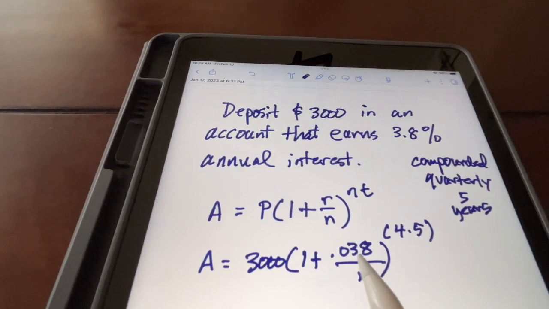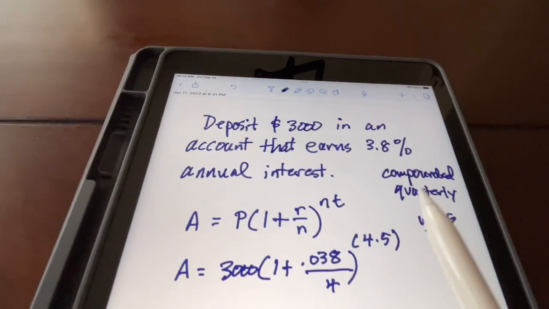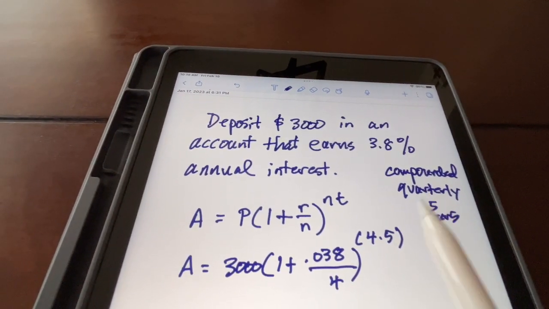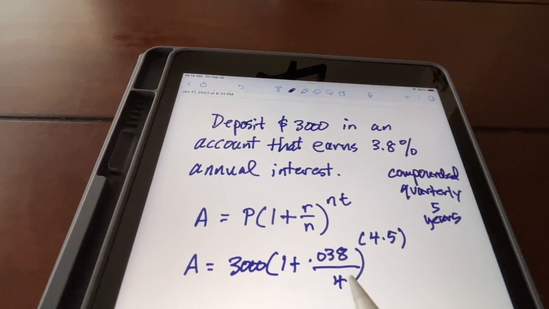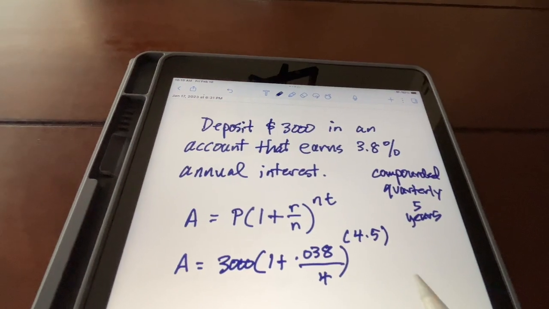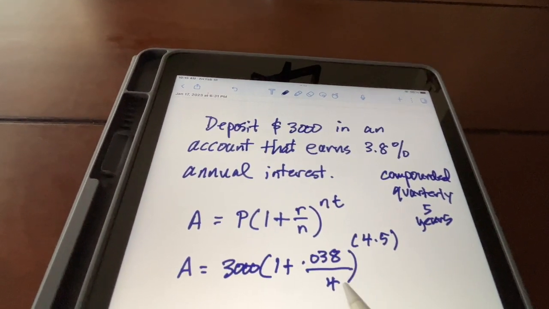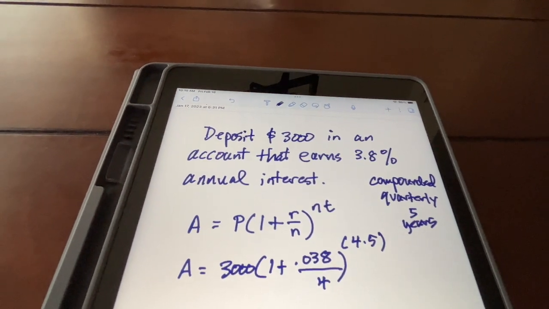1 plus the interest rate written as a decimal is 0.038. If interest is compounded quarterly, that means it's compounded 4 times a year. So N is the number of compounding periods in a year. And this is the same N up here. So I have 4 here and 4 there, and it's 5 years. T is the number of years.